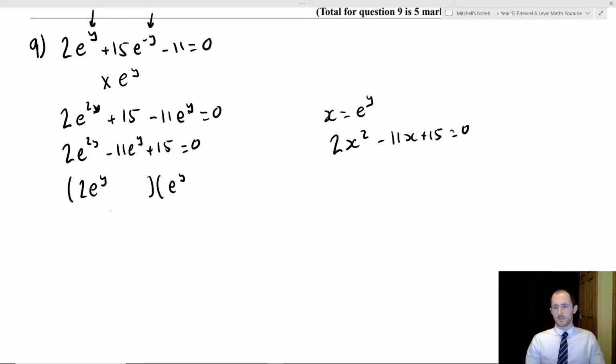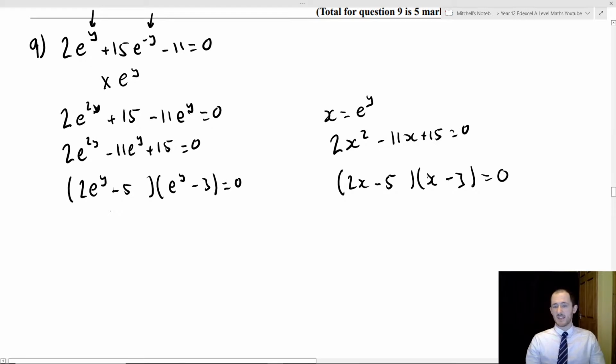Or again, if you want to look at that over here, it's going to be 2x and x, and then we're going to have minus 5 and minus 3, equals 0. So if I flip over to here, it's going to be minus 5 and minus 3 equals 0. Really doesn't matter either way. So either we have 2e to the y minus 5 equals 0, or e to the y minus 3 equals 0. And we solve it in the exact same way.